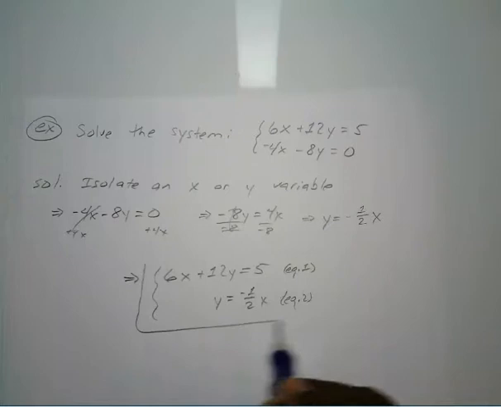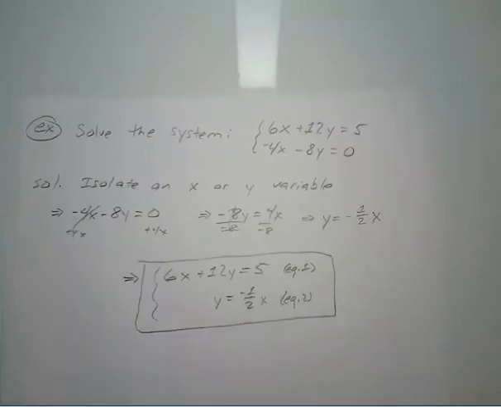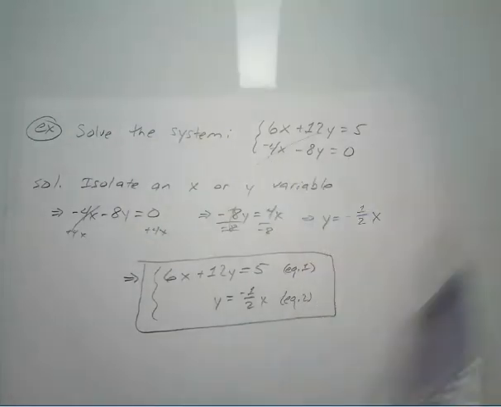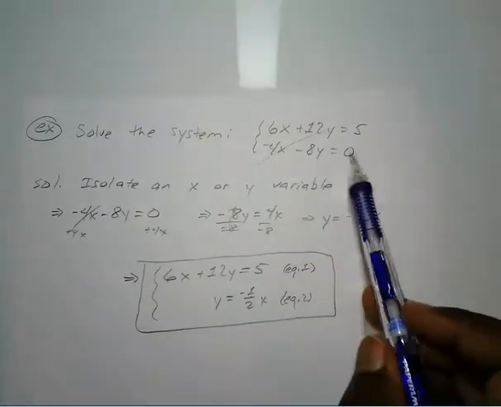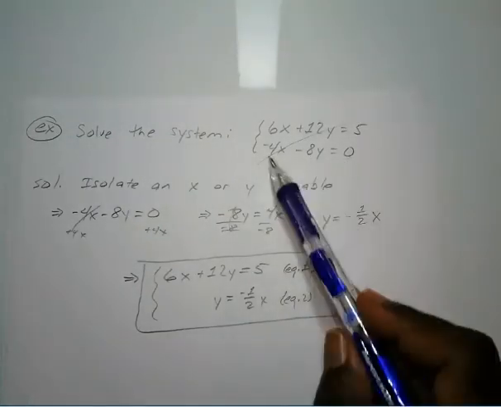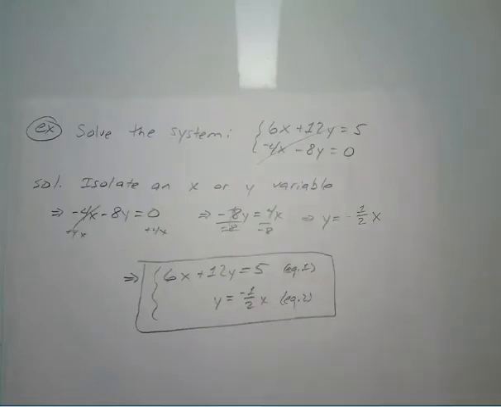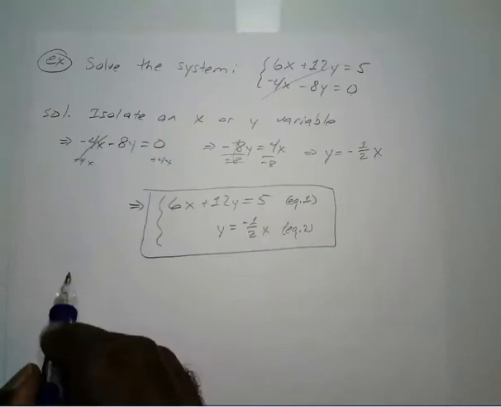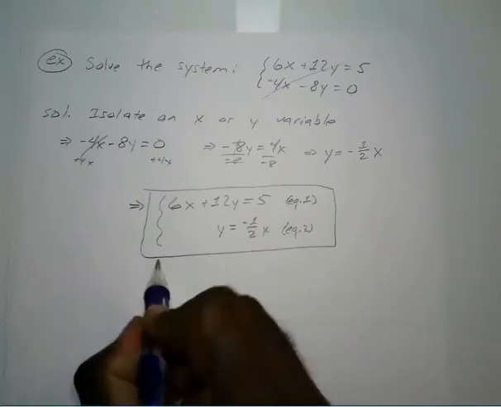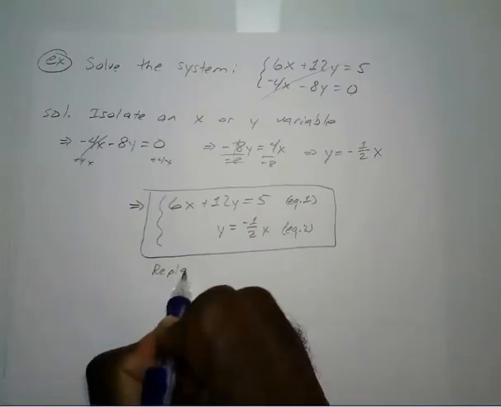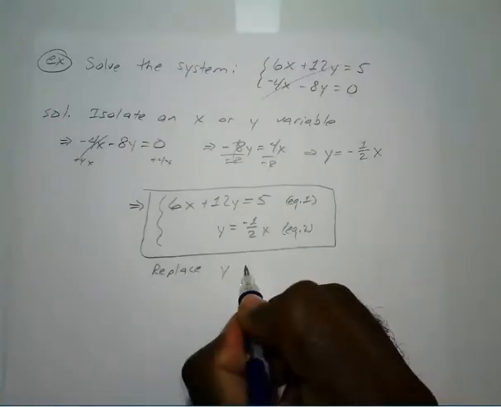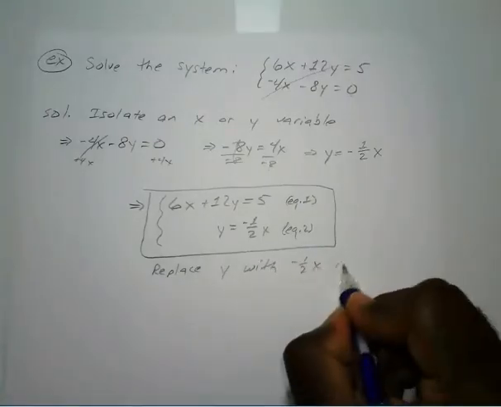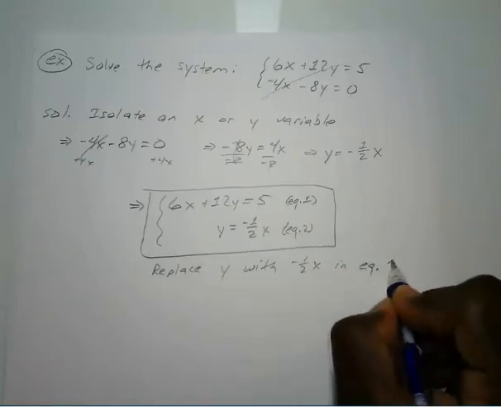Okay, so now this is the system you're going to solve. Instead of this one up here, again, if you want to, you can draw a little line through it so you don't mistakenly use that one. But right now, we're just rewriting that to look like this. Okay, so just like before, we replace y with negative 1/2 x in equation 1.